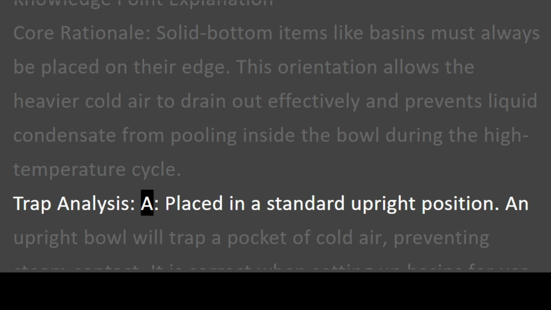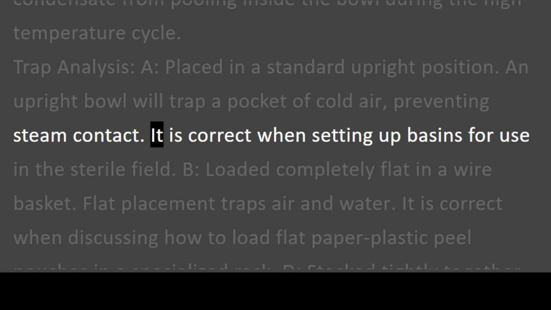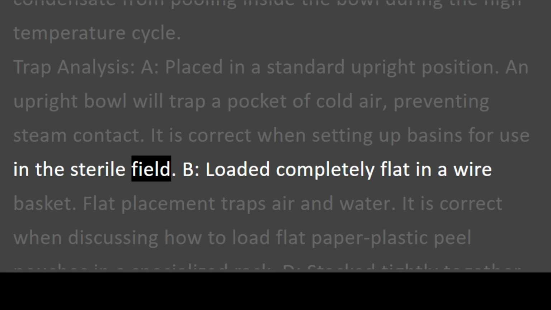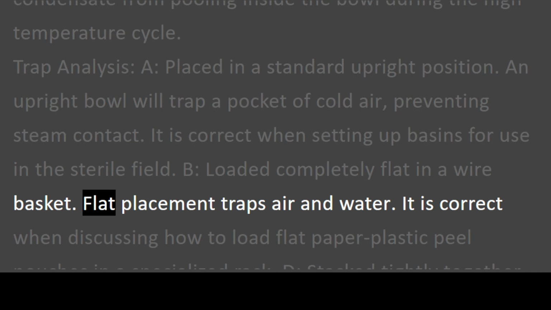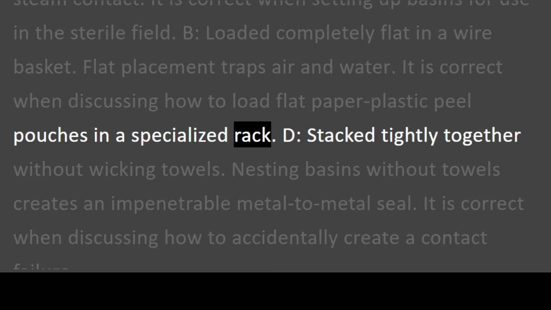Trap analysis. A. Placed in a standard upright position. An upright bowl will trap a pocket of cold air, preventing steam contact. It is correct when setting up basins for use in the sterile field. B. Loaded completely flat in a wire basket. Flat placement traps air and water. It is correct when discussing how to load flat paper plastic peel pouches in a specialized rack.